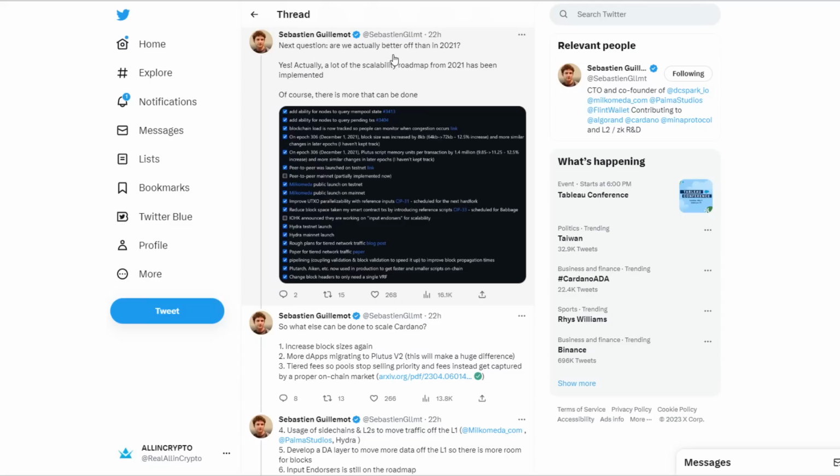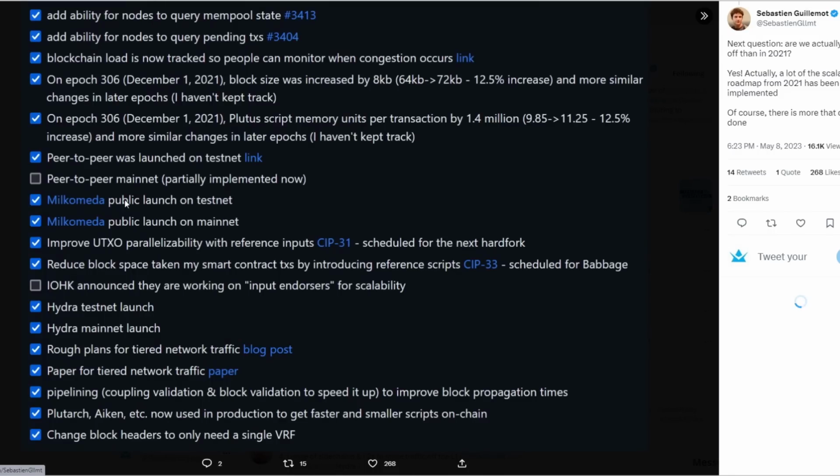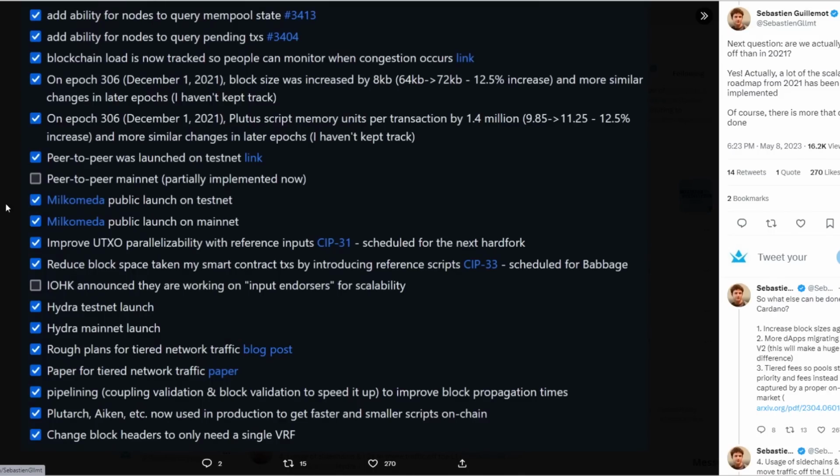So next question, are we actually better off than 2021? Yes, actually, a lot of scalability roadmaps from 2021 have been implemented. Of course, there is more that can be done. Of course, this is what's looking to be implemented. Milkomeda is one.